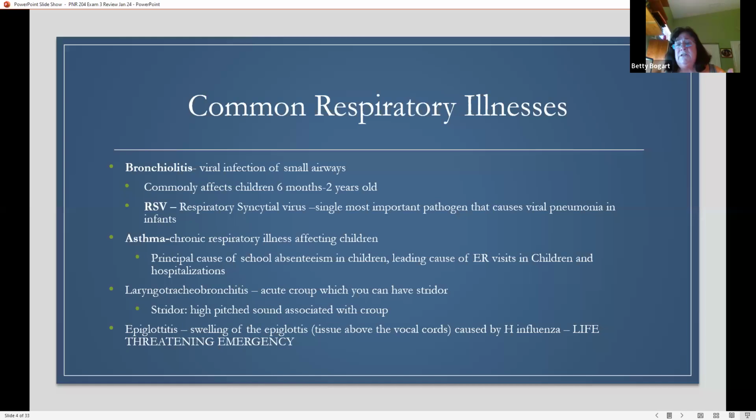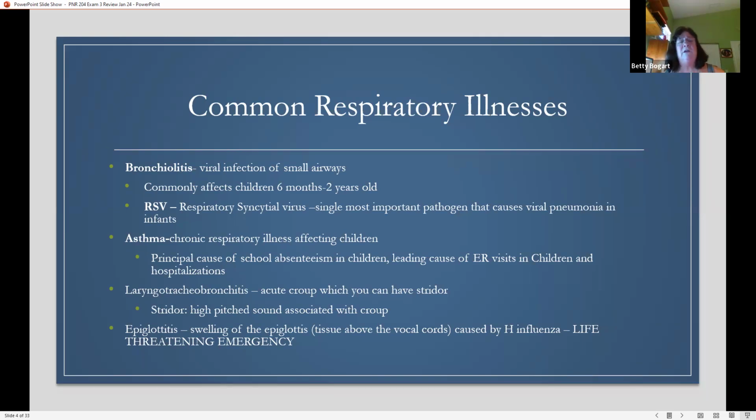Asthma. What you need to know is that this is the most common of all respiratory things that keep kids out of school. They go to the ER and they go to the hospital. It's just one of the most common things.